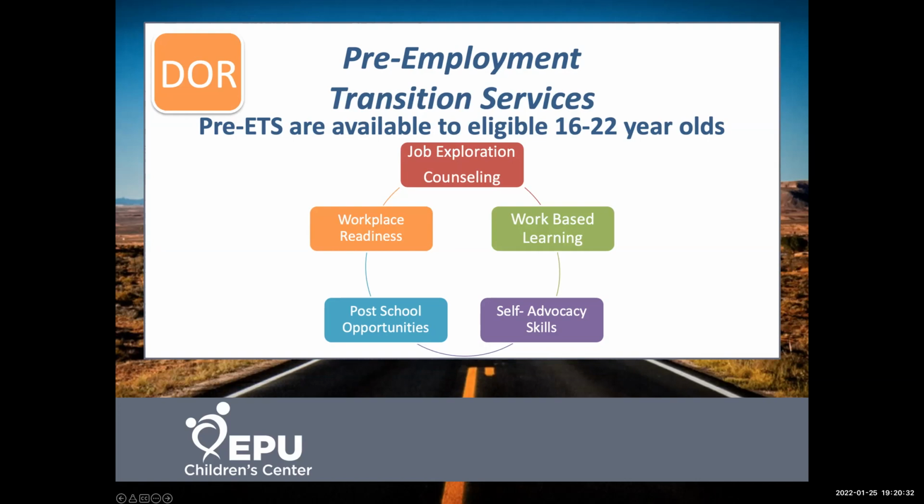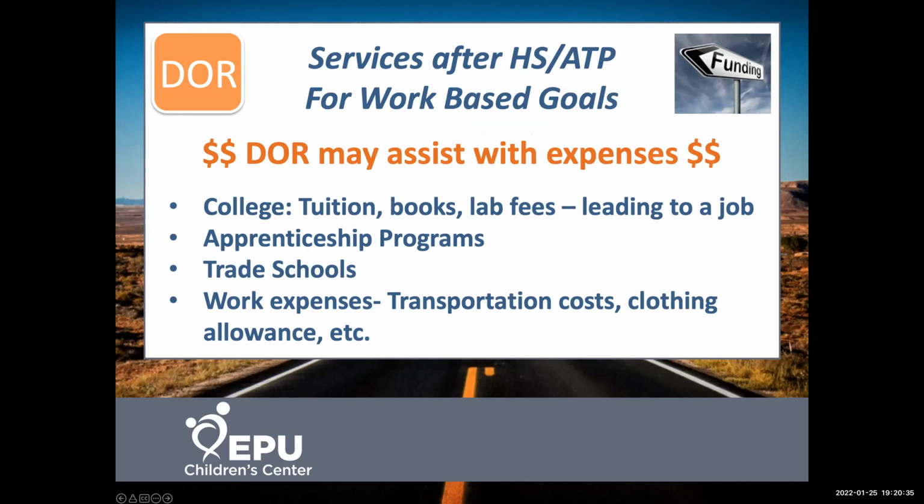But one of the other things that's offered is services. DOR is basically a work-based agency. If a student had a strong desire to pursue their education that would lead to a job that may qualify for any kind of assistance, DOR equals money. So services after high school and adult transition program for work-based goals. DOR can assist with expenses. Because again, the expenses to help a child or an adult that has a disability enter the workforce is way more lucrative economically, not only for society, the community at large, and just in general, than it is to have an adult that is collecting Social Security.